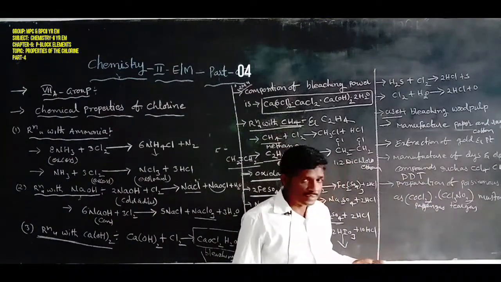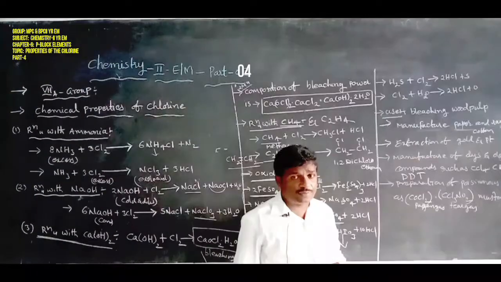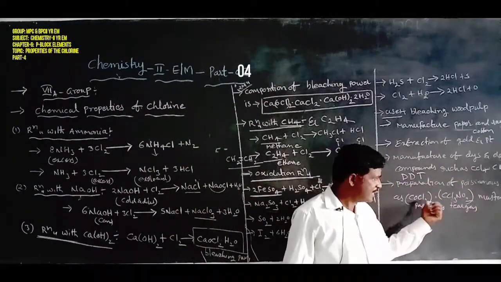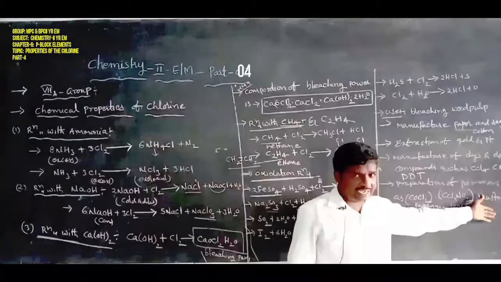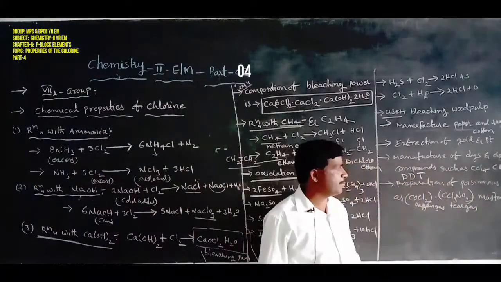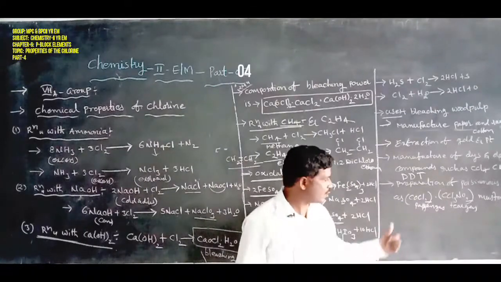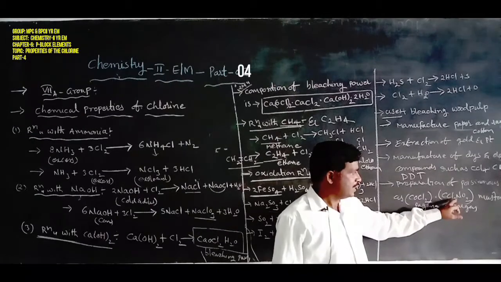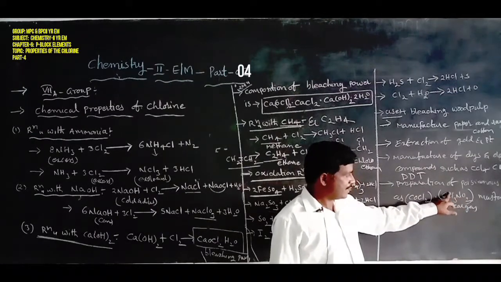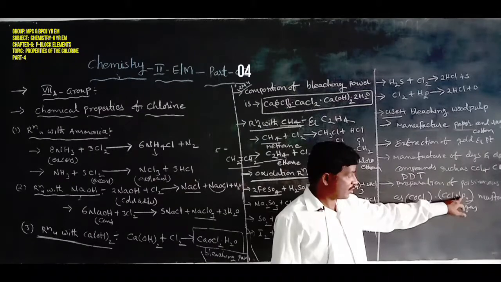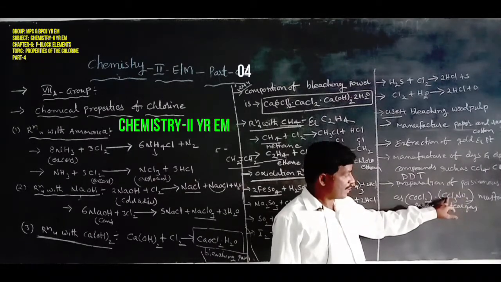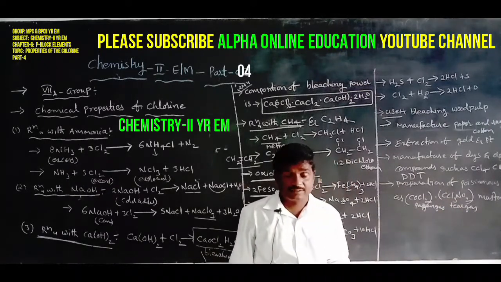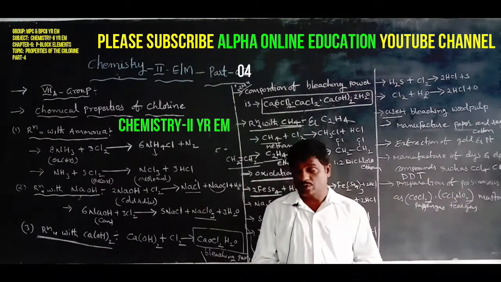Next, chlorine is used for the preparation of poisonous gases, like tear gas and mustard gas. Calcium oxychloride is also known as a poison gas. Next, here is CCl3NO2, which is also known as tear gas. Next one is mustard gas. Those are the uses of chlorine.